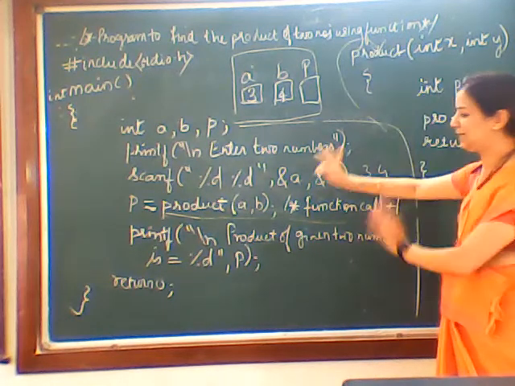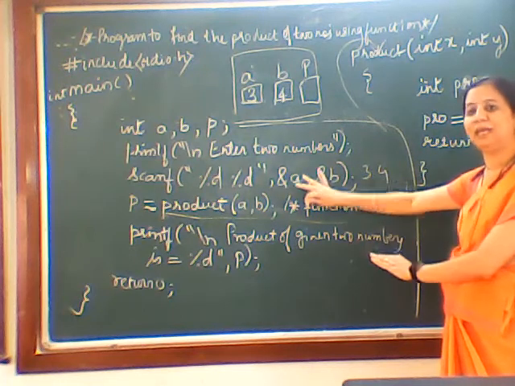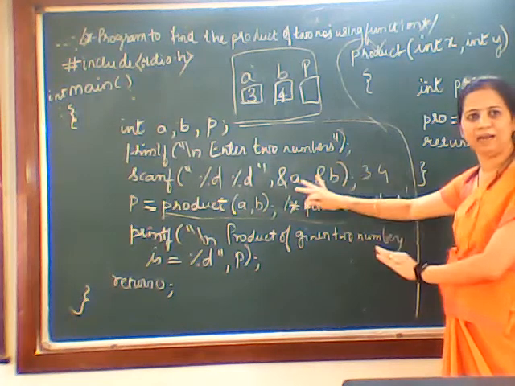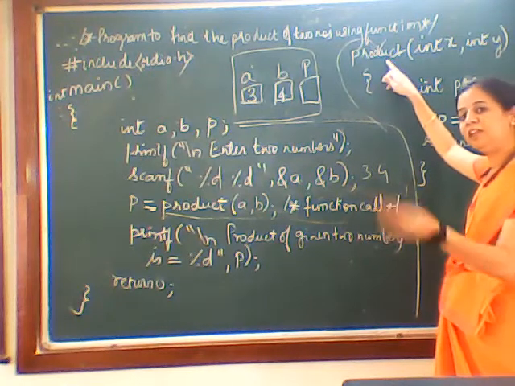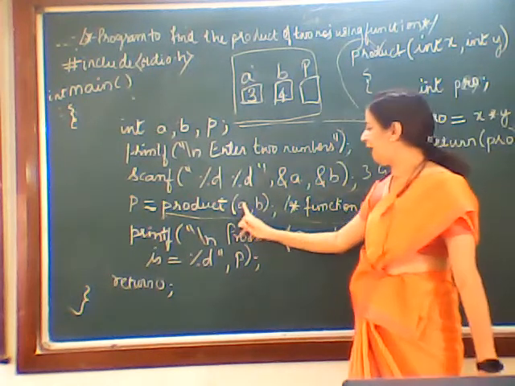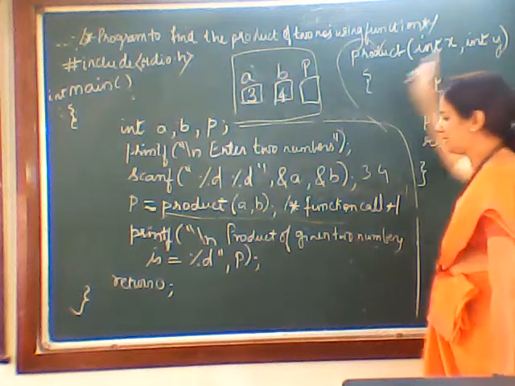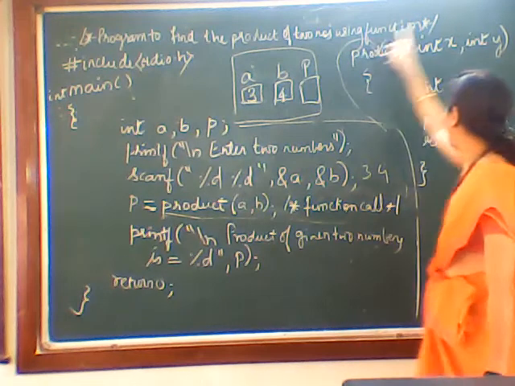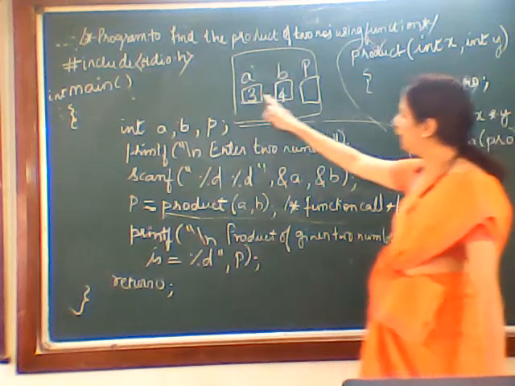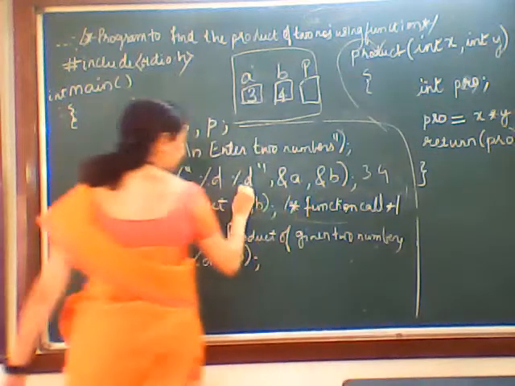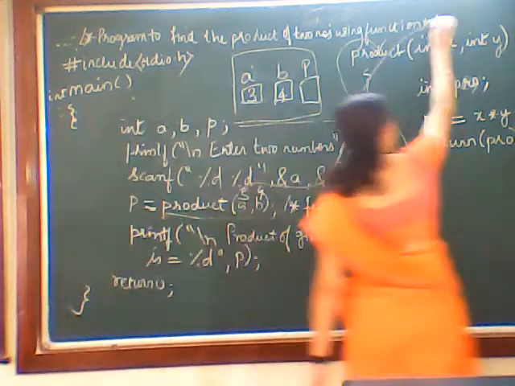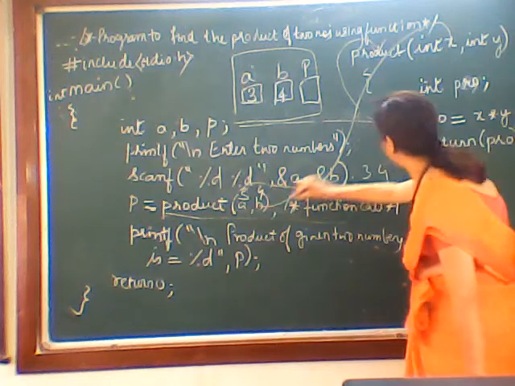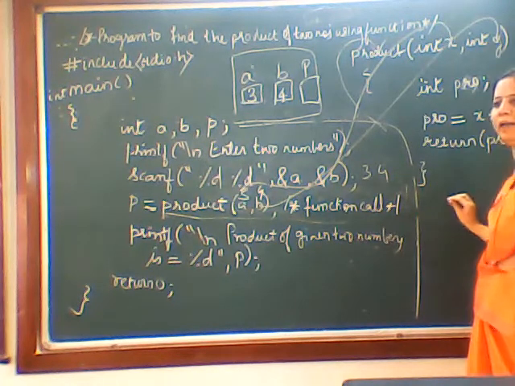At this point, main will stop working and the control gets transferred to this function known as product. So main will get suspended, it will become inactive, and what will get activated is this function. When the function gets activated, value of A gets passed to X and value of B is passed to Y. So right now what's the value of A? 3. What's the value of B? 4. 3 is passed to X and 4 is passed to Y.